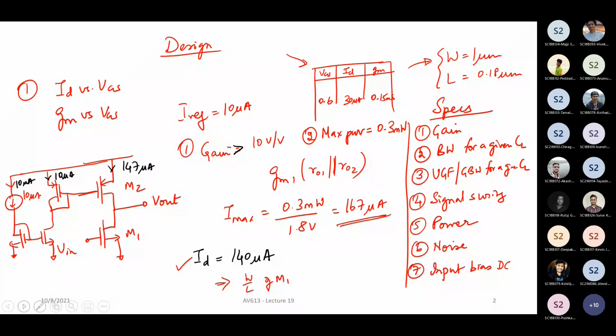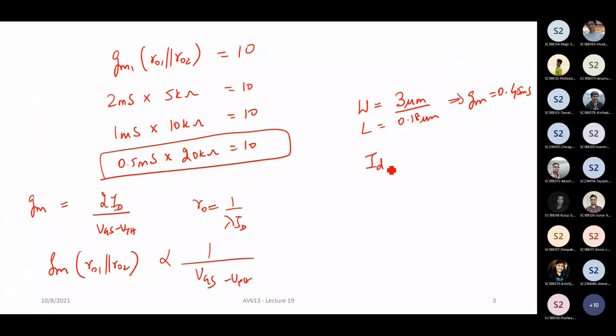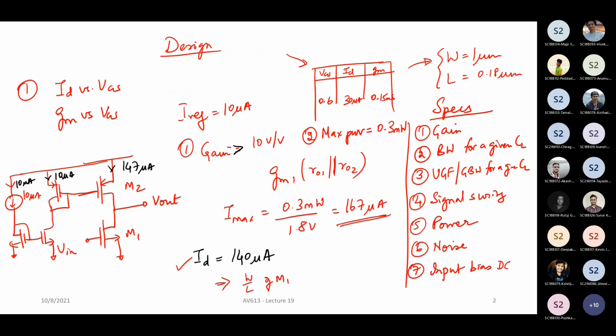So if I make 3 times my W by L, I will get a GM of 0.45 millisiemens. And what will be the current? My current will now be 90 microampere. So with this first cut design, this is my W1 L1, my ID is going to be 90 microampere only. So my M1 is designed.